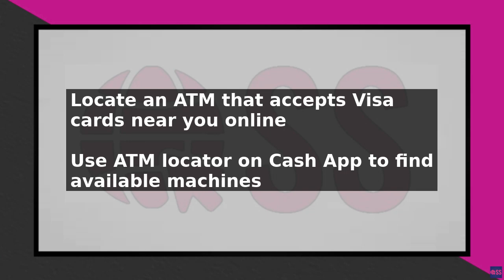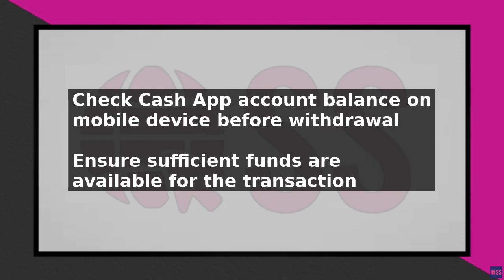To withdraw cash, insert your Cash Card into the ATM and enter your PIN. Select the withdrawal option and choose the account you want to withdraw from, which should be your Cash App account. Enter the amount you want to withdraw and confirm the transaction.